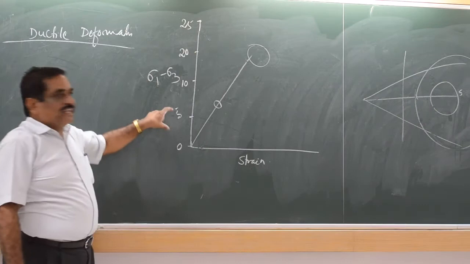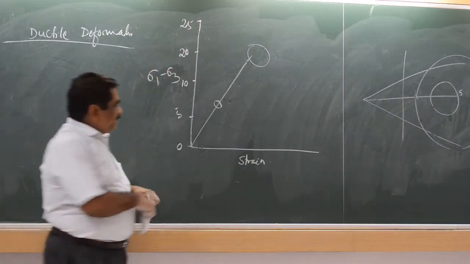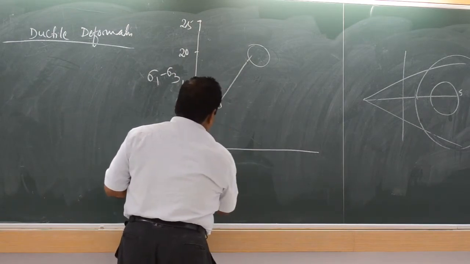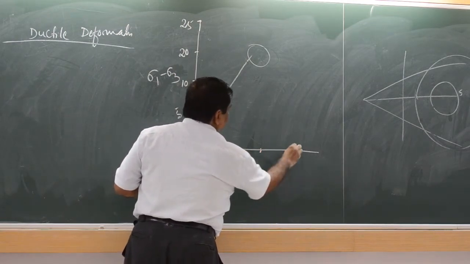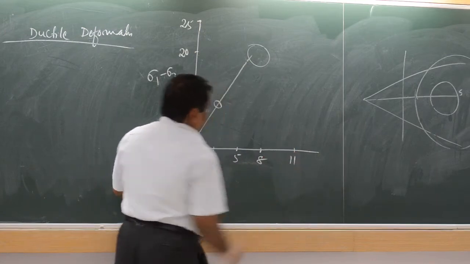This side you are taking stress, different values are there. So this side is strain. Strain means how much extension is taking place. So 2 cm, 5 cm, 8 cm, 11 cm, like this.